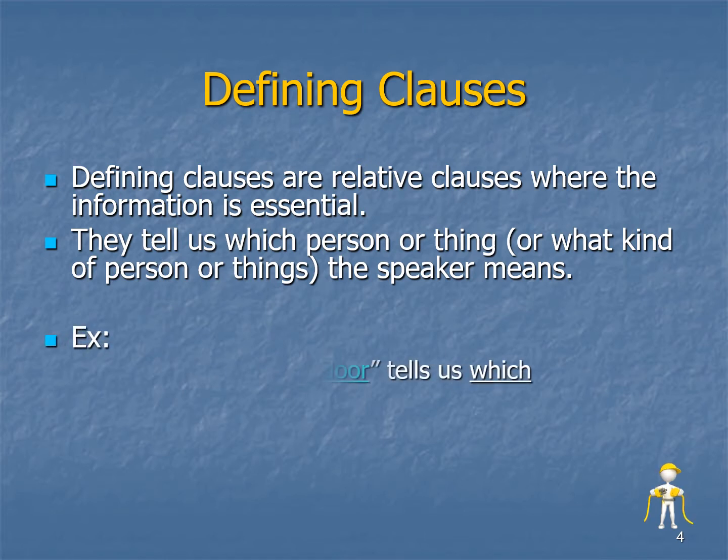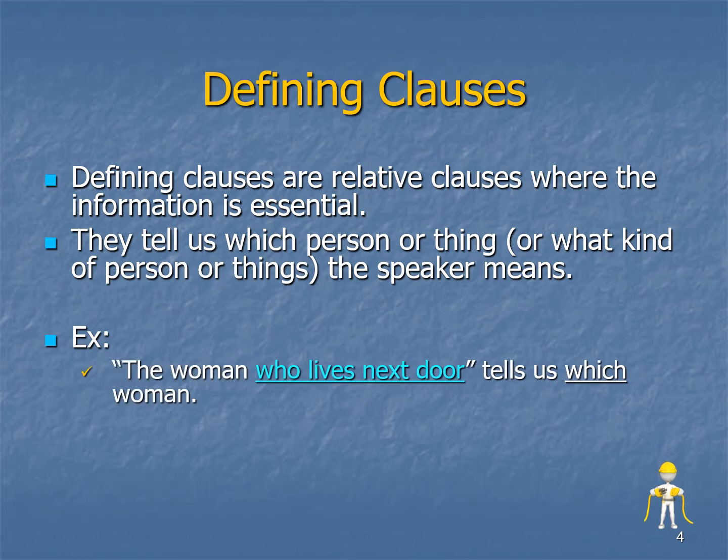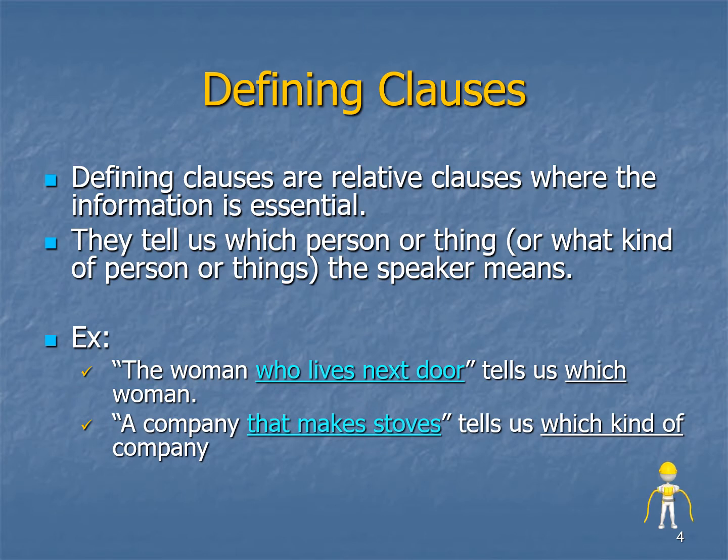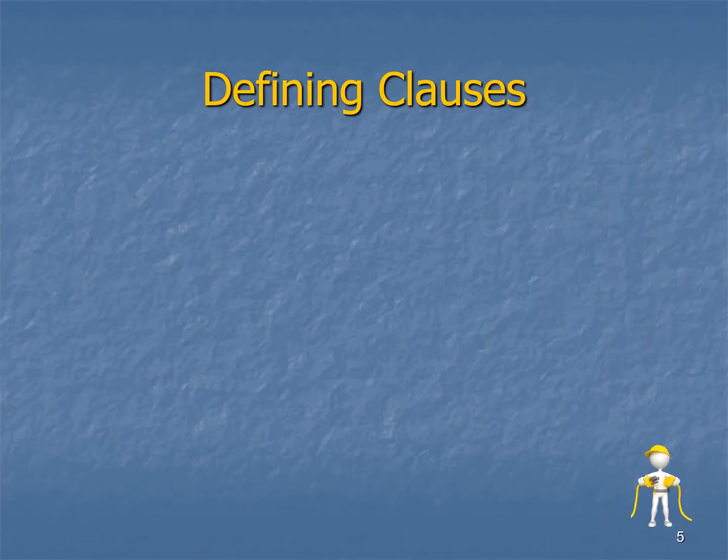Examples. The woman who lives next door tells us which woman, linking to the previous example at the beginning. A company that makes stoves tells us which kind of company. Without that clause, the word before it is nothing. Okay, so the next one.